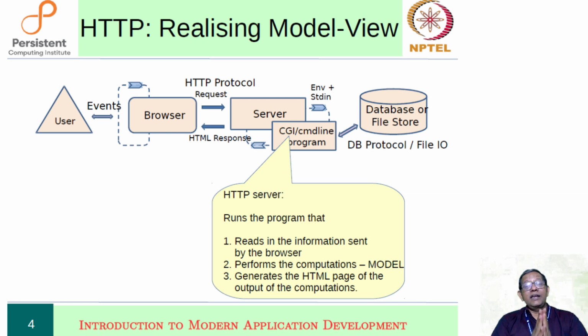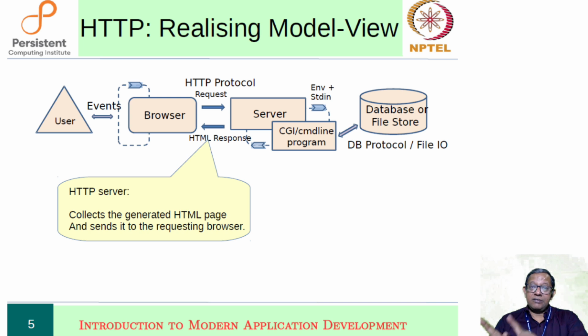And finally, when it all ended, our FairShare application generated the HTML page that contained all this information as an HTML page. It was this HTML page that was sent by the server back to the browser, back to the requesting browser. This is how the HTTP system realizes the model view aspect of the system, of the idea that Professor Sane mentioned.